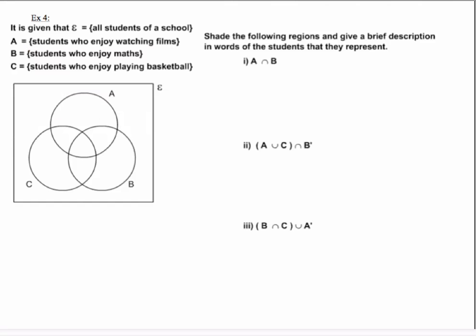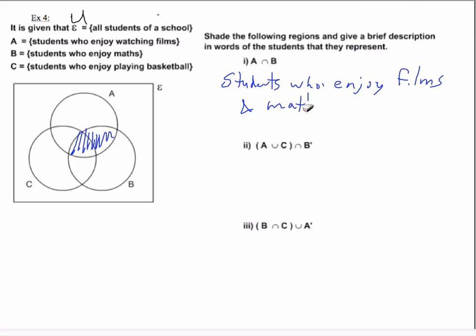Next, it's given that E is all students at a school, so in this case E stands for the universal set. Shade the following regions and give a brief description of what they represent. A intersect B is here. This represents students who enjoy films and math.